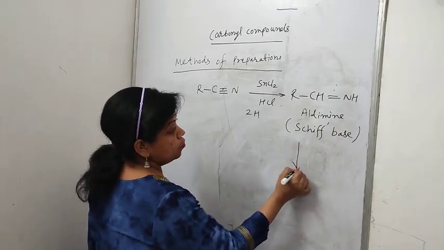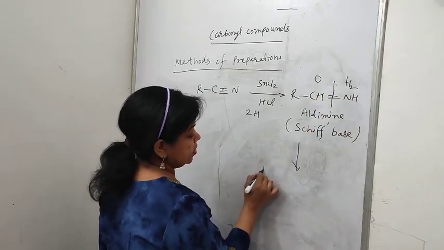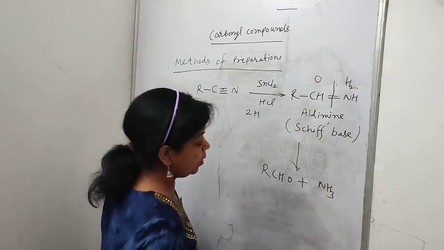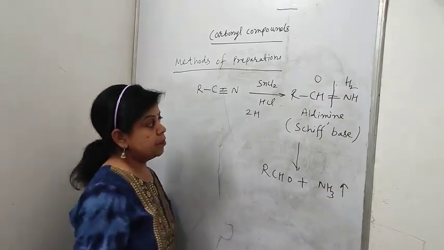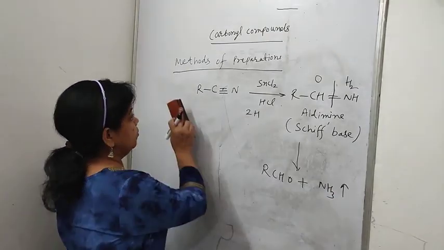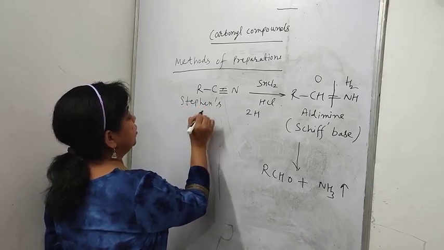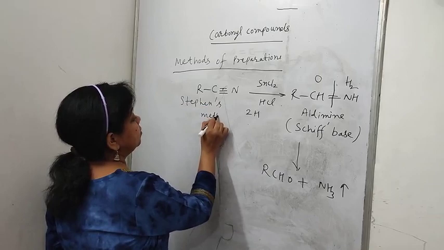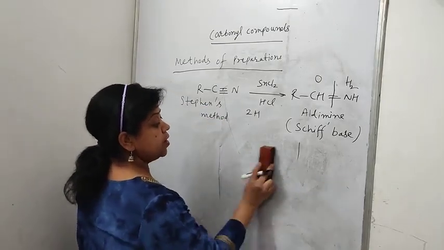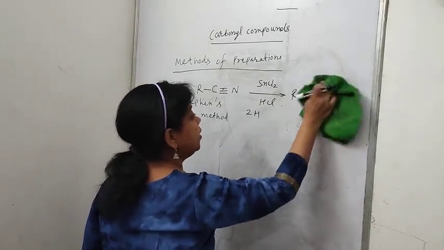So now what you have to do? You have to perform its hydrolysis and you will be able to get aldehyde as well as ammonia. So this method we can use for aldehyde only. This is known as Stephen's method. Very important reaction. Let's see another method of synthesis of aldehydes only.